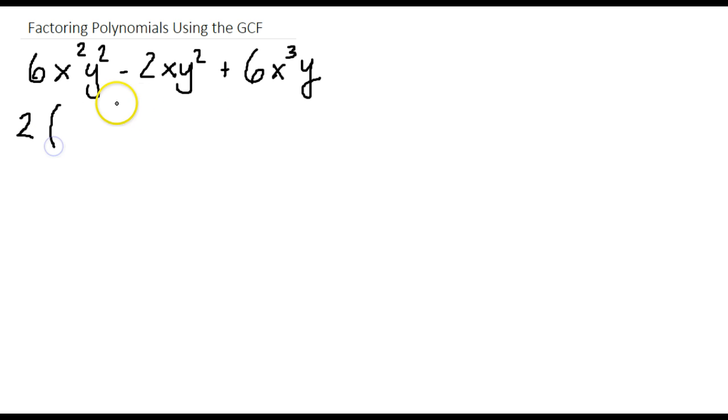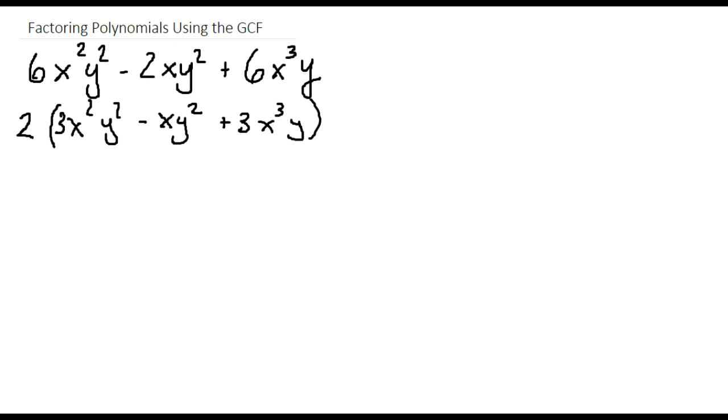So then we have 2 as our greatest common factor for our coefficient. And inside of parentheses, we're left with 3x squared y squared minus xy squared plus 3x cubed y, close parentheses. We have two terms with a 3, but our other term does not have a 3, so that's why we can only pull out a 2.